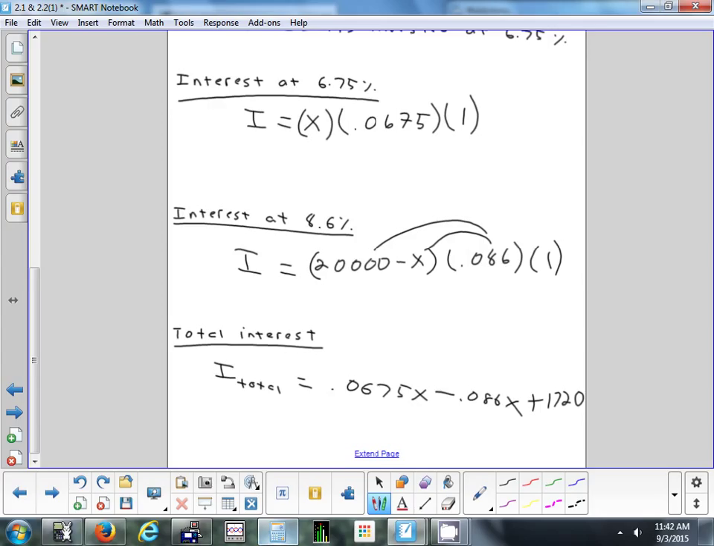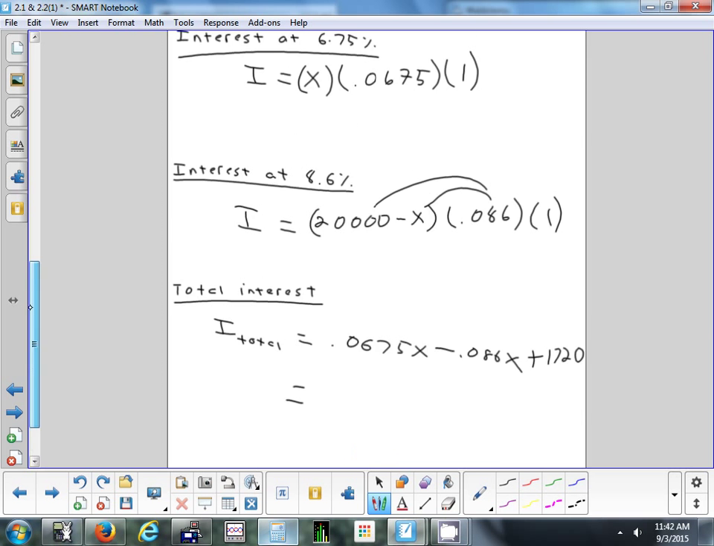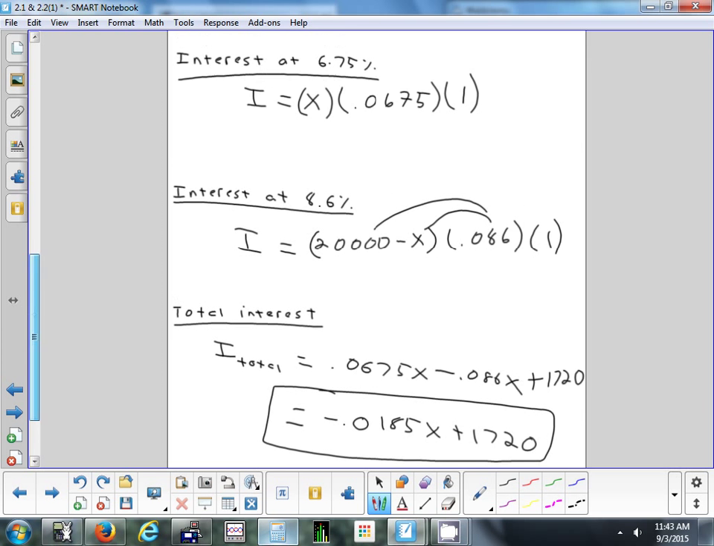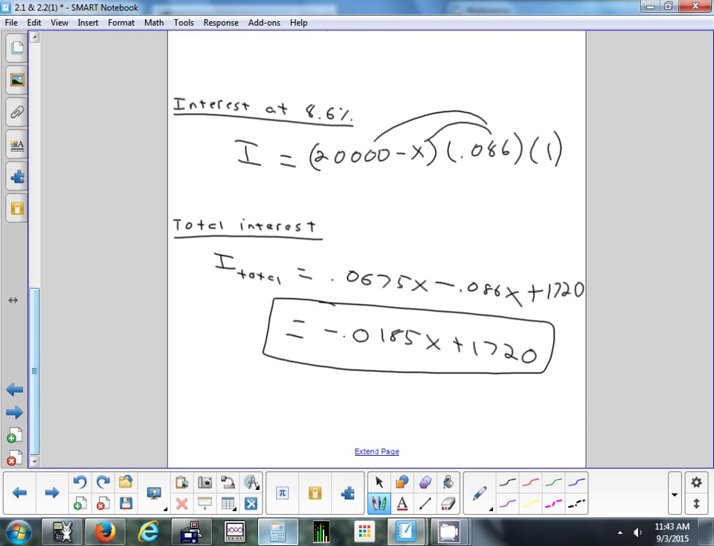All right, so I just distributed this out, and now I'm just going to combine my like terms. Does anybody have 0.0675x minus 0.086x? Negative 0.0185 plus 1720. Okay. So there's our algebraic representation of how much interest he's going to earn in 1 year.